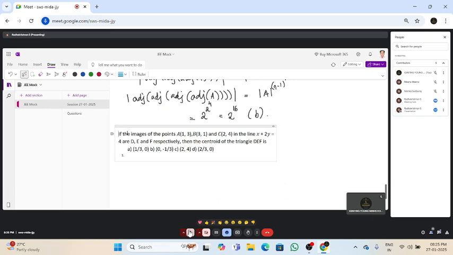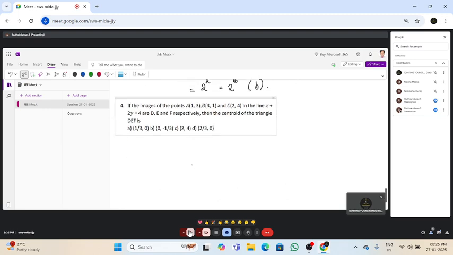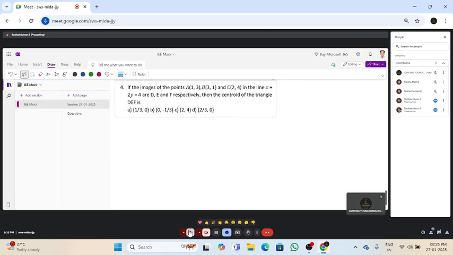This problem is: if the images of the points A (1, 3), B (3, 1) and C (2, 4) about the line x plus 2y equal to 4. Okay, so you draw the line x plus 2y equal to 4. First of all, let us try to understand the question.